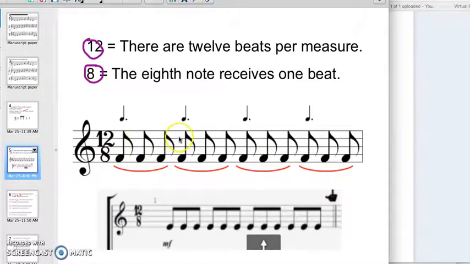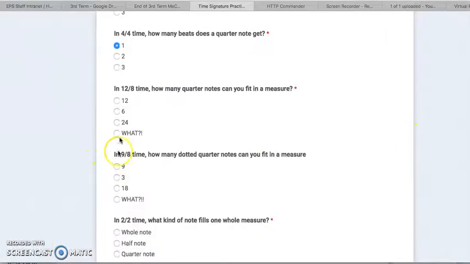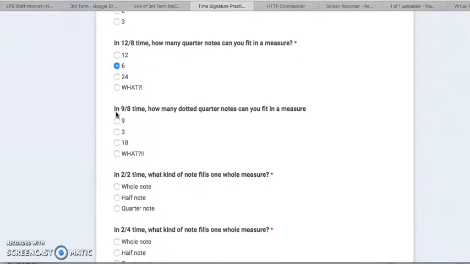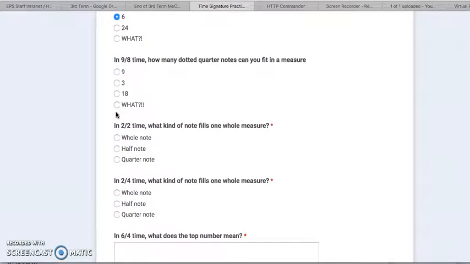Again, 2 eighth notes would equal 1 quarter note. Another 2 eighth notes would equal another quarter note. That's 2. Here's 3 quarter notes. 4, 5, 6. So the answer then is 6. Next question, in 9/8 time, how many dotted quarter notes can you fit in a measure?